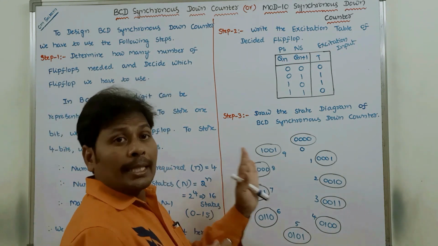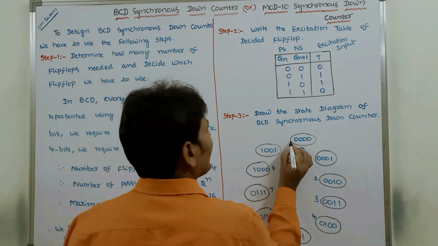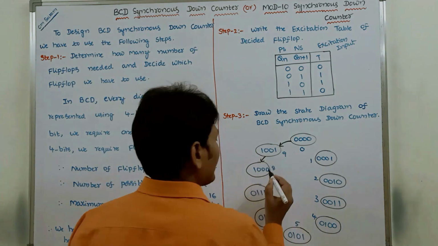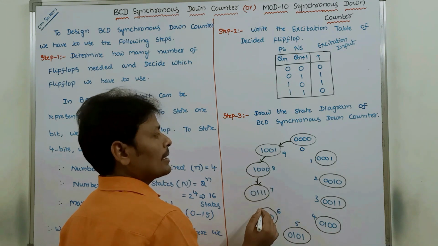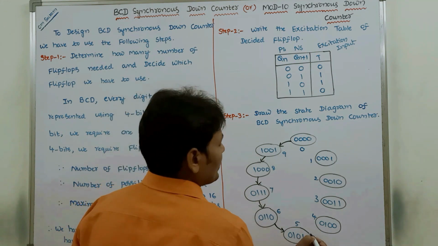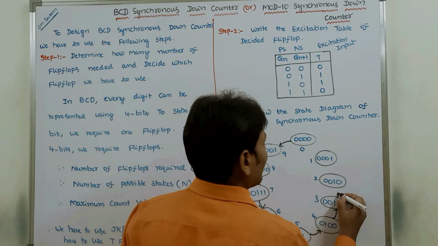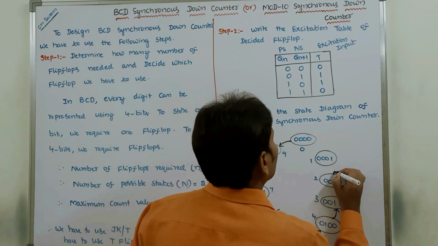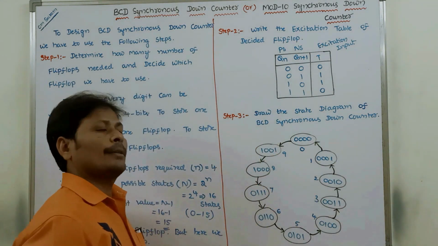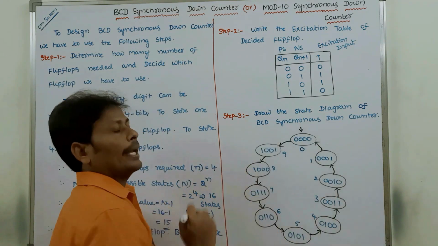Now it is a down counter starting with 0 state. Then it goes to 9th state. Then it goes to 8th state, then 7th state, then 6th state, then 5th state, then 4th state, then 3rd state, then 2nd state, then 1st state. Then it goes to 0 state. Starting with this state, finally it goes again to 0 state.